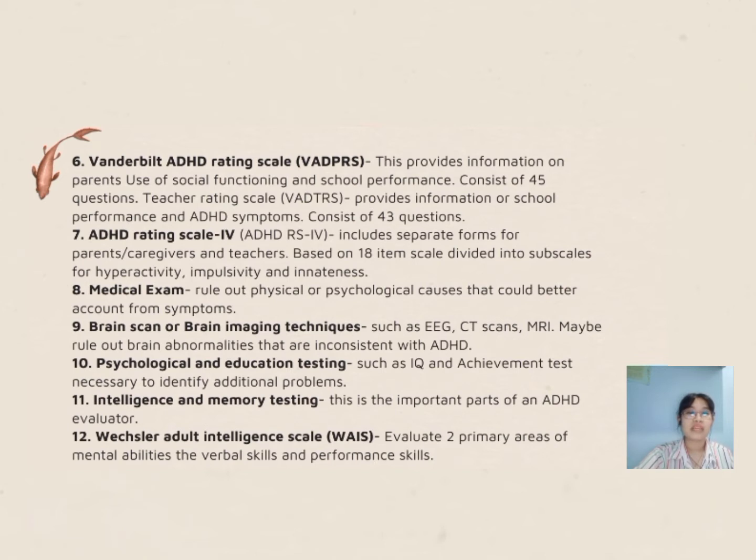Number 7 is the ADHD Rating Scale 4. The ADHD Rating Scale 4 includes separate forms, coming from the parent, the caregiver, and the teacher. It is an 18-item scale divided into subscales under hyperactivity, impulsivity, and inattentiveness.